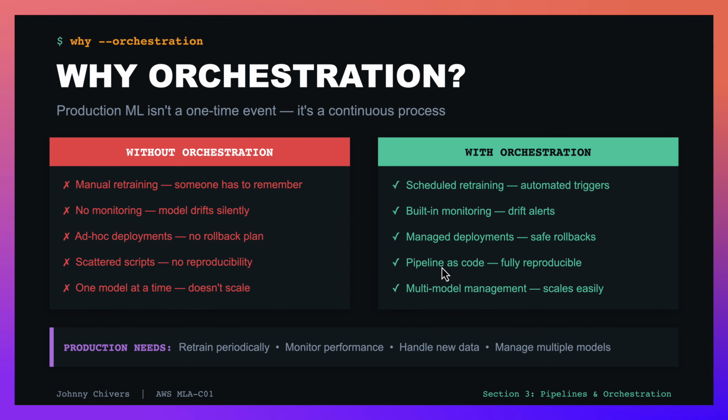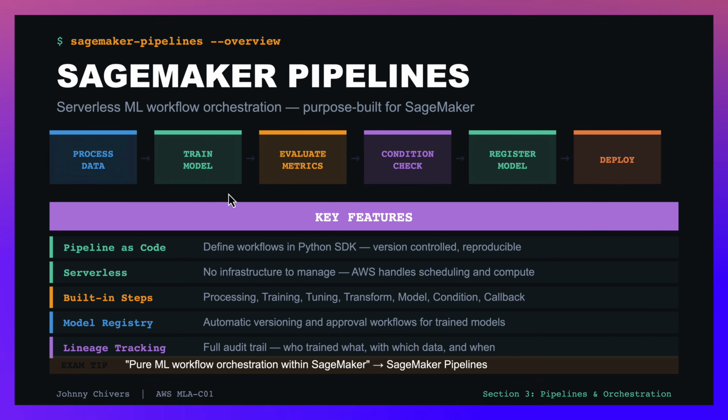And with orchestration, we can schedule training. We can do built-in monitoring. We can look at managed deployments. We have a pipeline as code if we want, and multi-model management at scale. So production needs: you'll need to retrain periodically, monitor performance, handle new data, and manage multiple models. And that's why orchestration is so important.